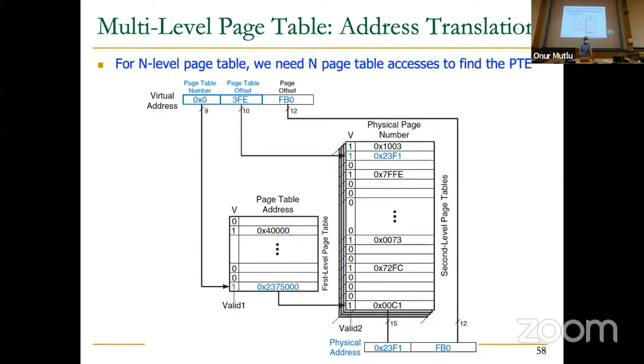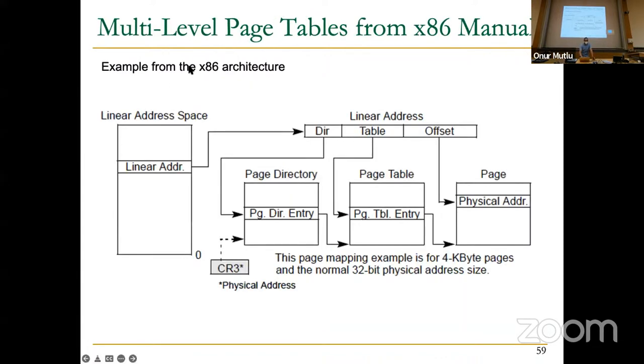Okay, so basically you could keep doing this. For an N level page table, we need N page table accesses to find the PTE. So if I ask you the question over here, this is a very small address, right? This is 31 bits. What happens if it's 64 bits? Well, you're back to kind of square one because your page tables again become very big. So people have added multi-level. In x86, for example, you have 5 levels of page tables. And that's 5 memory accesses to get your translation. That's a lot.